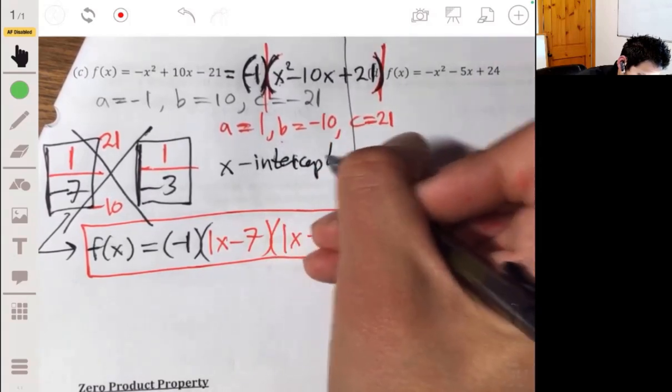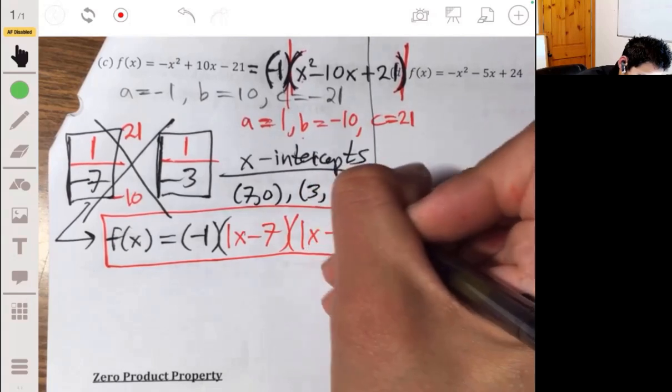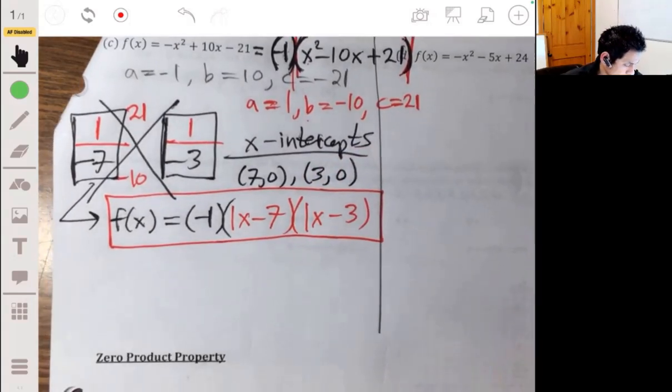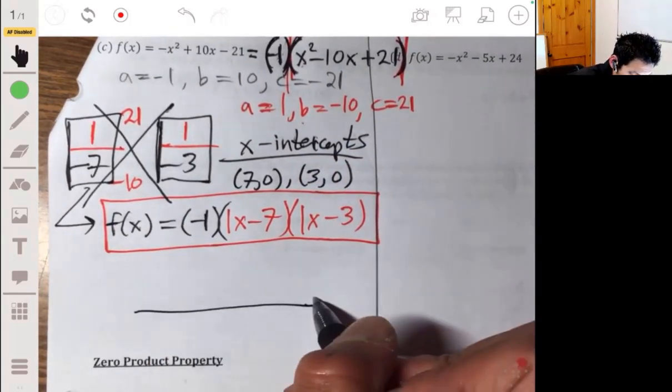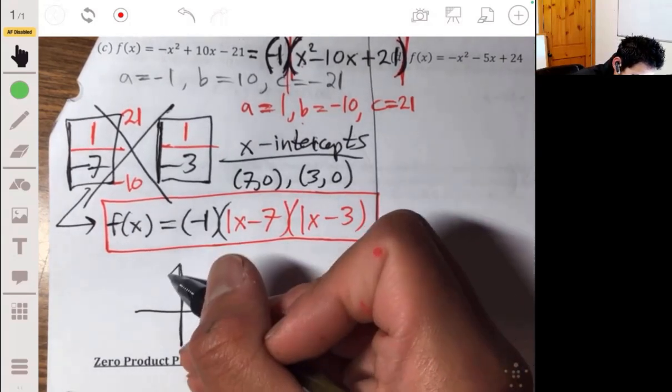Let me just write them out. 7, 0, and 3, 0. Making our x-axis, y-axis.